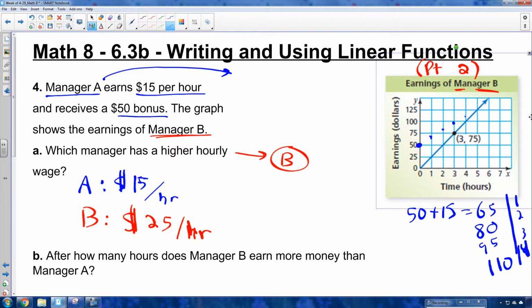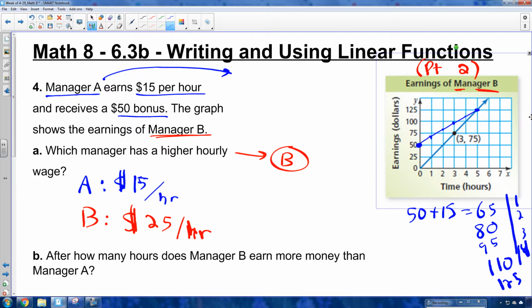After 5 hours, he's at 125. Oh, there we go. That's what we wanted. Isn't that what we wanted? So this line right here shows where they make the same amount of money. If they work how many hours do they make the same amount of money? 5, right? If they work 5 hours, they make the same amount of money.